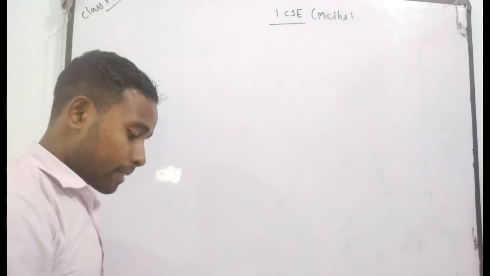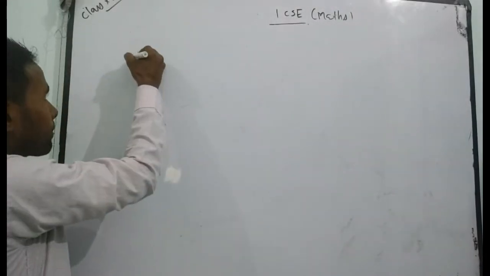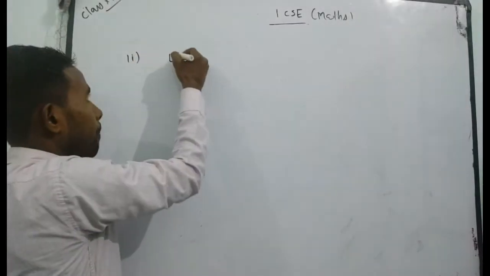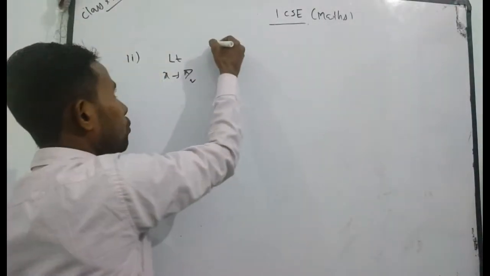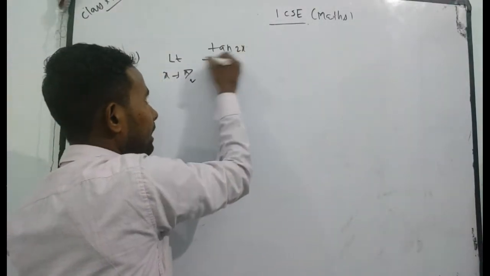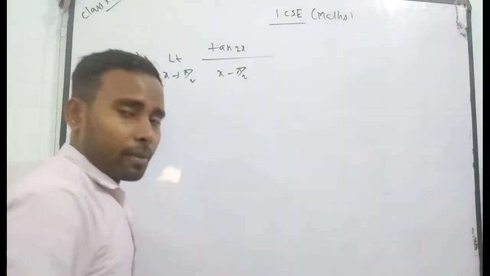In the second problem, you have to find the limit as x tends to pi by 2 of tan 2x divided by x minus pi by 2. Now you have to solve it.